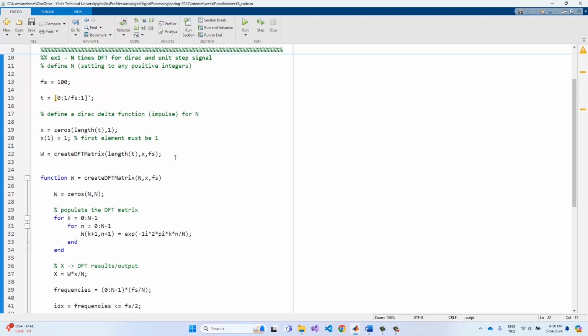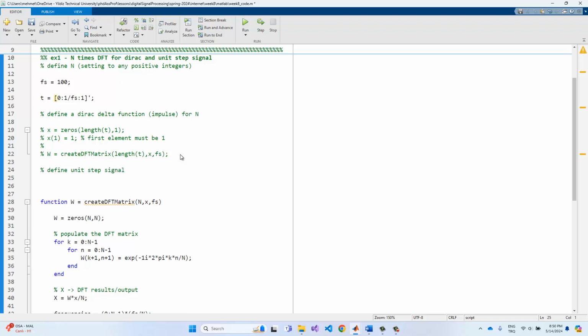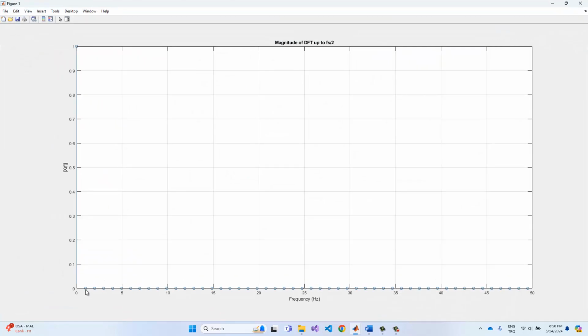But if we create another term here, for example, define a unit step signal, the x must be ones of length t1. This is the unit step signal representation. And so we can call this function here. If I run this code again, the values here are all 0: 5 Hertz, 10 Hertz, 15, 20, 25, 30, 35, 40, 45. But we have the value 1 at 0 frequency, which means that the unit step signal possesses a 0 frequency component here.